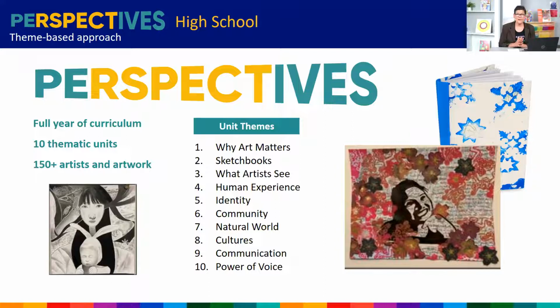There's 10 thematic units. So they are why art matters, sketchbooks, what artists see, human experience, identity, community, the natural world, cultures, communications, and the power of voice. You don't have to do them in order. They're a little bit sequential, particularly in the sense of why art matters, sketchbooks, and what the artist sees. That sort of builds the foundation. However, they're so adaptable that you are able to sort of fit it to make it work for you.